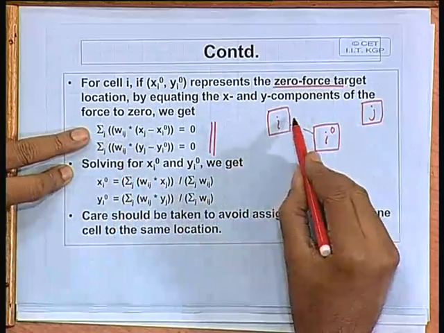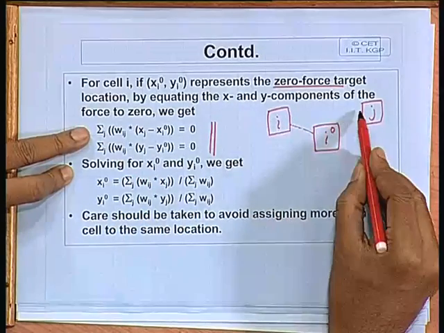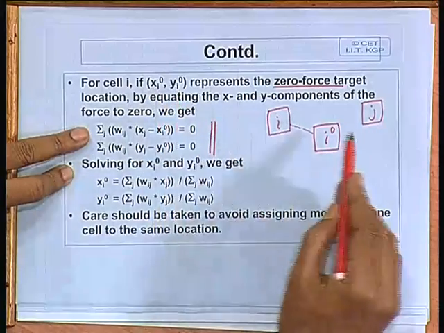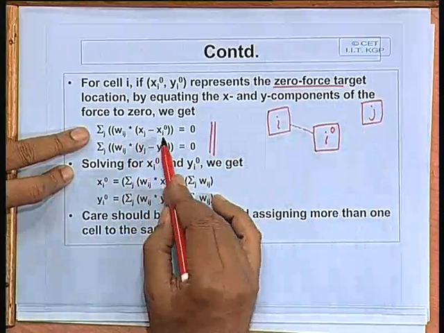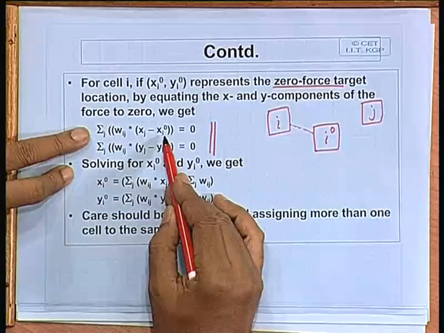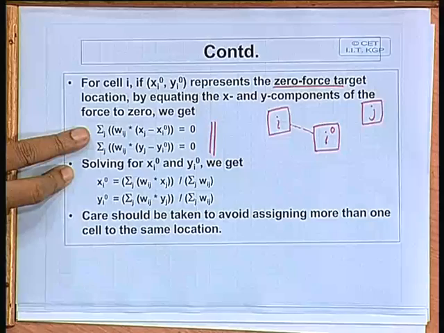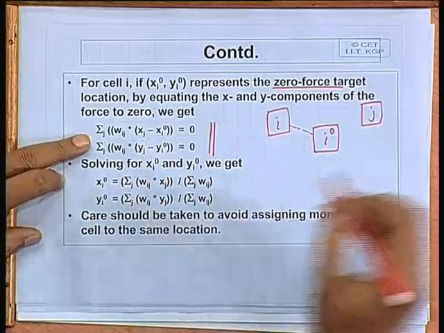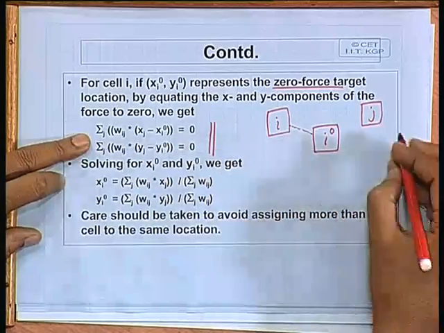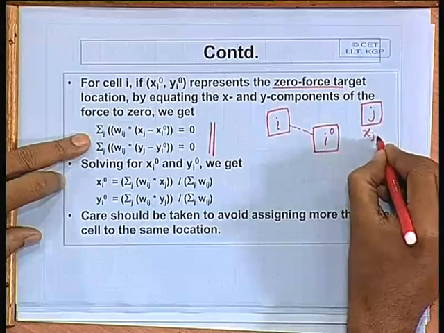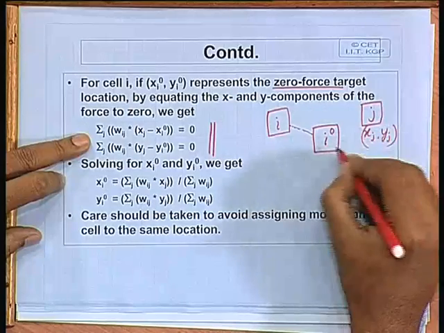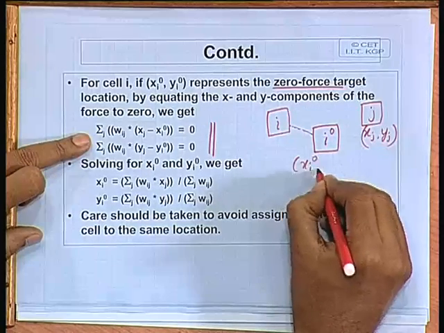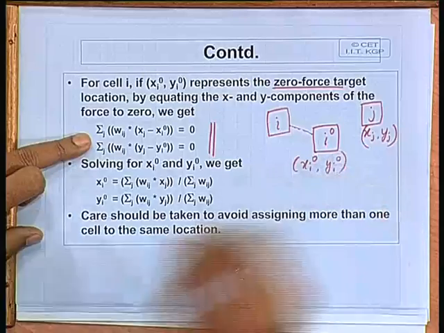Now, initially the force between i and j was Wij into xj. Since it has moved to a new location, it will now be Wij into (xj minus xi0), Wij into xi0 in the new location. This j has a coordinate of xj and yj. This new location of the block has a coordinate of xi0 and yi0.